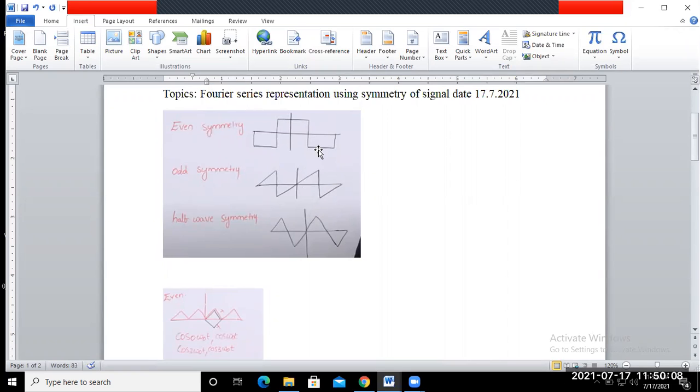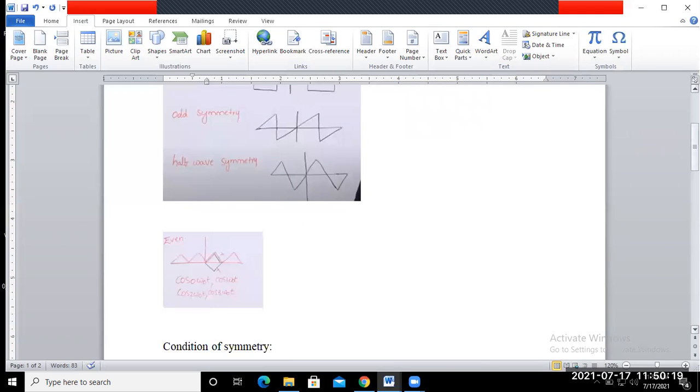If you check the figure number 1 waveform, then it follows both the even and odd symmetry. So it follows the cosine terms, but odd harmonics because it also follows the half wave symmetry. Cosine terms due to the even symmetry, and it also follows the half wave symmetry. That's why only the odd harmonics are present. That means cos omega naught t, cos 3 omega naught t, cos 5 omega naught t, and so on.